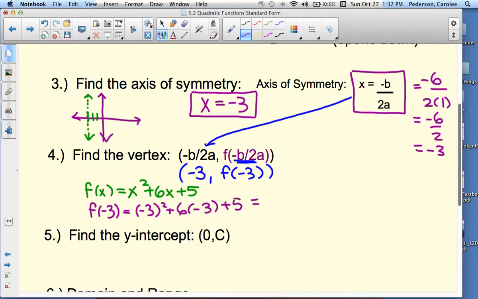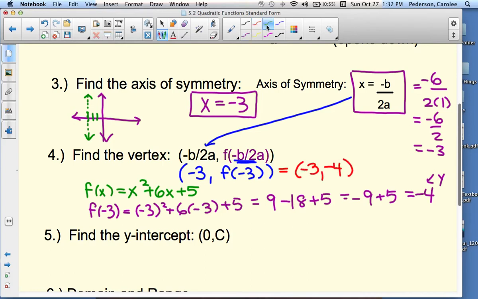So we do our order of operations. Negative 3 times negative 3 is positive 9. 6 times negative 3 is negative 18, and then plus 5. 9 minus 18 is negative 9, plus 5 is negative 4. So this is now our y value for our vertex. So our answer then is negative 3, negative 4. There is our vertex, our maximum or minimum point on the graph.